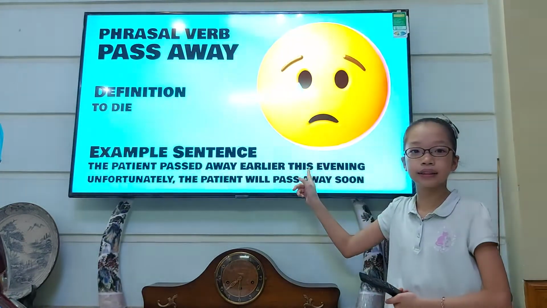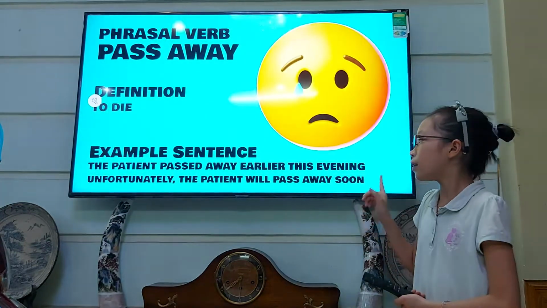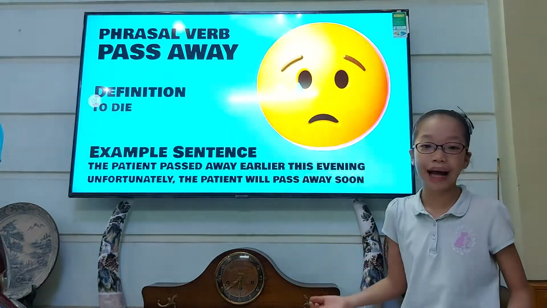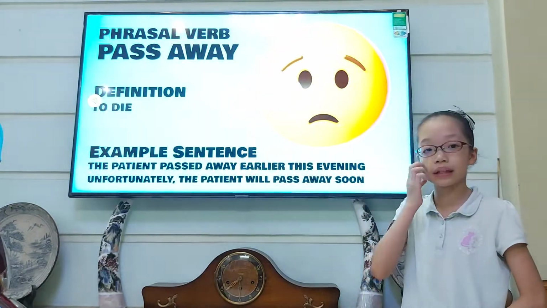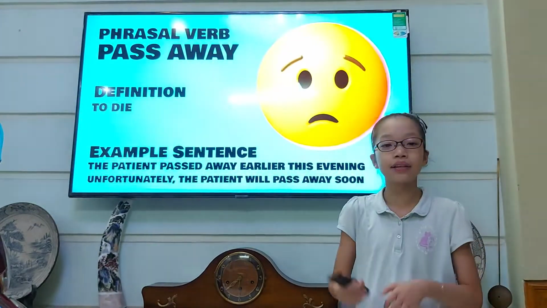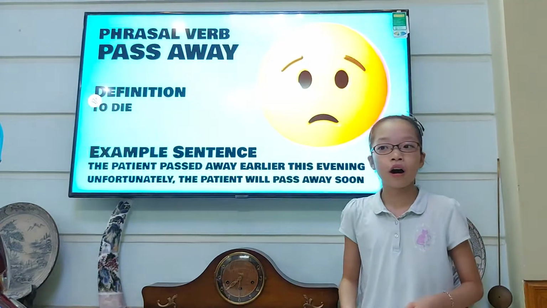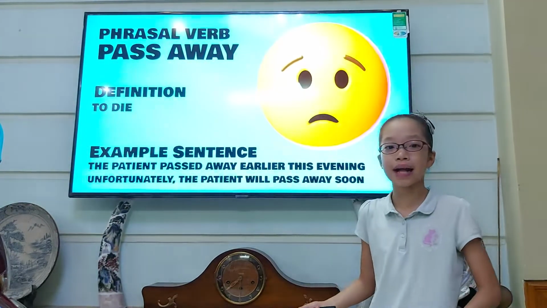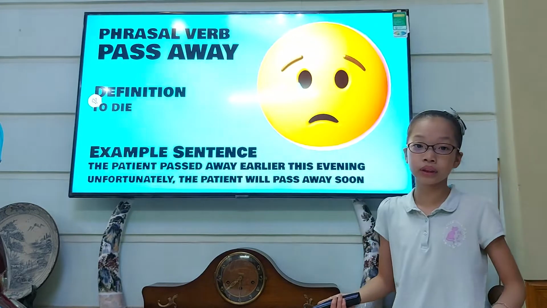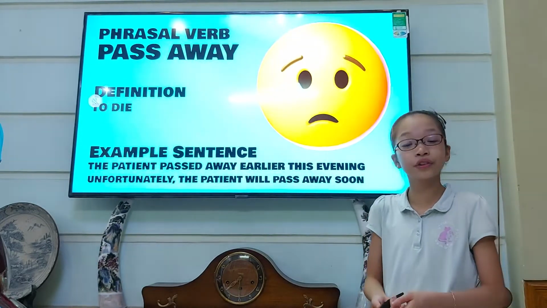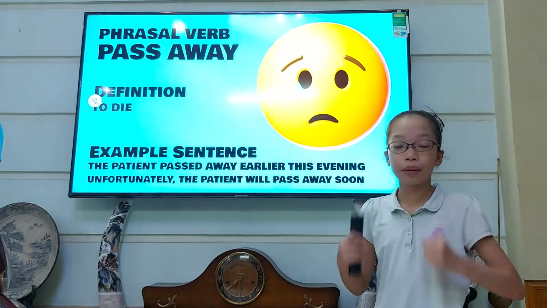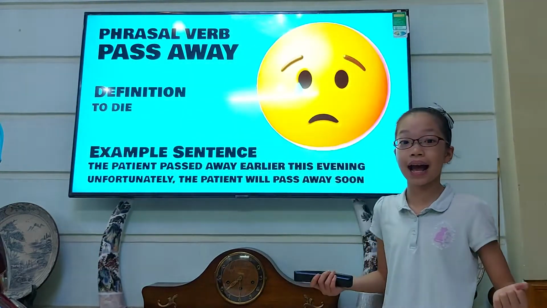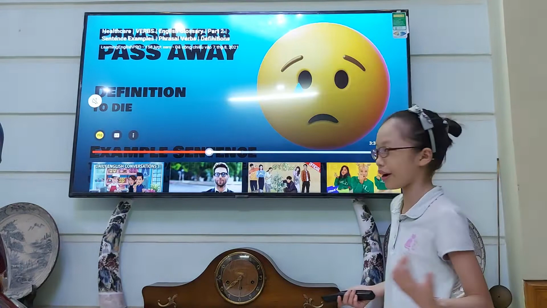So in the first sentence, we know that the patient has already passed away. But in the second sentence, maybe the patient is really sick, and the doctor tells the father of the patient that she will pass away soon. So that's bad news. And when the doctor says that, her parents can prepare first and not be as sad as when she died or passed away.